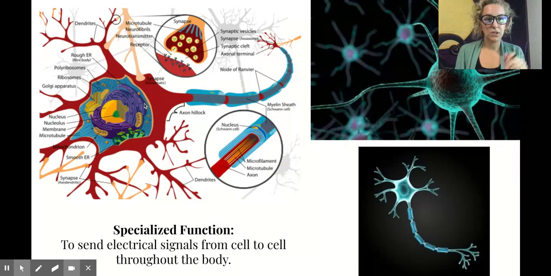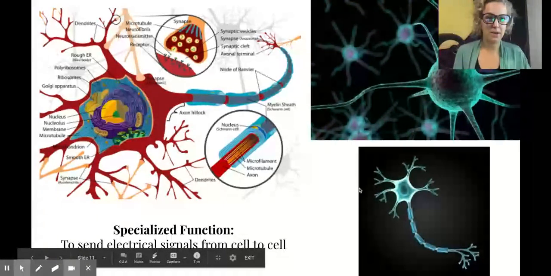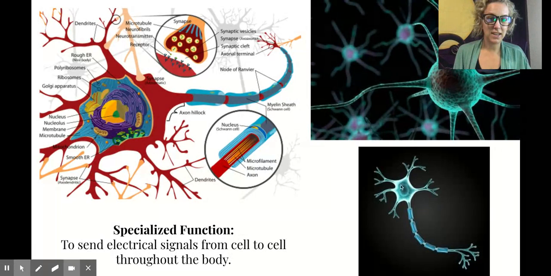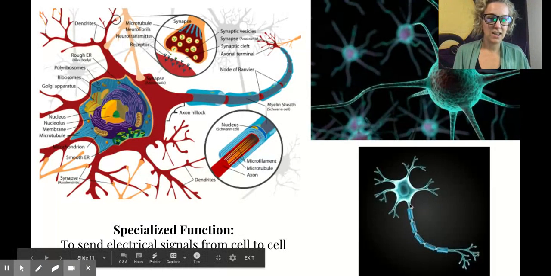Now, you also want to include the specialized function on your notes. And if you want, you can also use these pictures on this slide to help you draw a neuron. I really love this picture down here in the bottom right-hand corner. It's got the nice body of the neuron here with these legs sticking out. Those are called dendrites. This is called the axon. That's where the messages of the nervous system are sent.